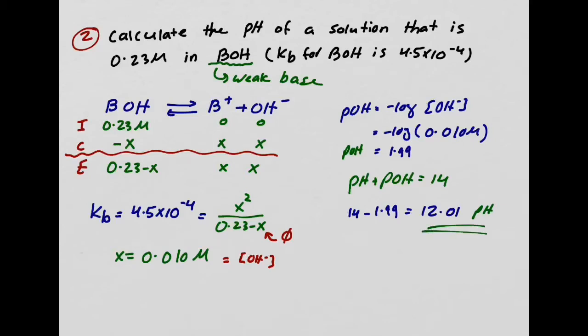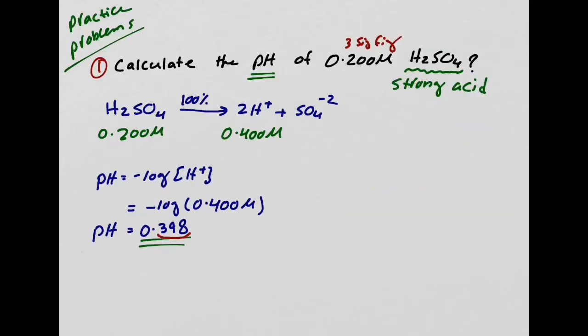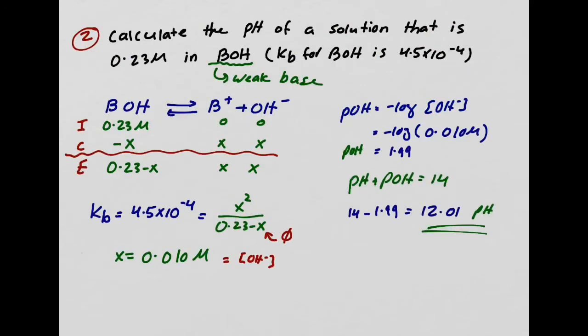Is that what you expected? Make sure you conceptually check yourself. This is a weak base, but it's a base, so I expect the pH to be basic. If you end up getting an acidic pH, you probably messed up somewhere along the way. I can give you a problem with a strong acid or base, no equilibrium, just 100%. Or I can give you a weak base or weak acid, then you have to do equilibrium, set up an ICE table, and use the equilibrium constant to figure it out.